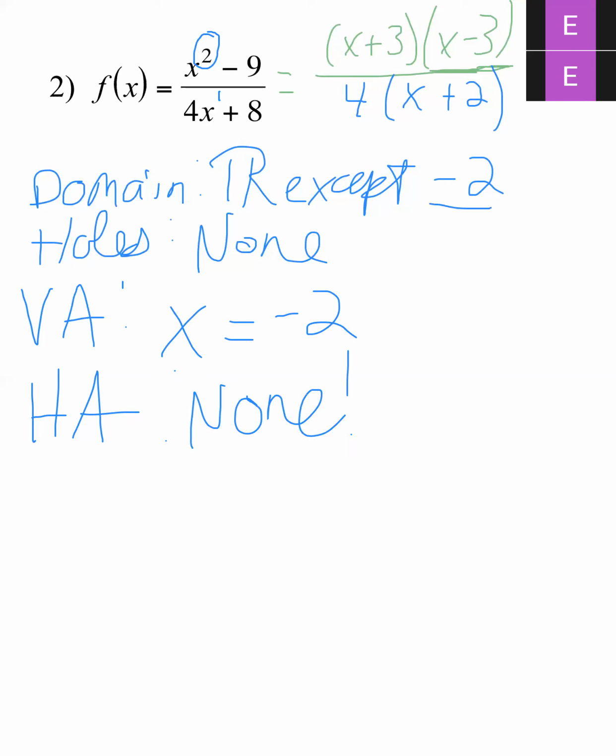Maybe we have a slant asymptote. I don't know. You'll have to tune in tomorrow. But I don't have a horizontal one. Okay, does this make sense? I'm hoping a little bit. Let's try another one.